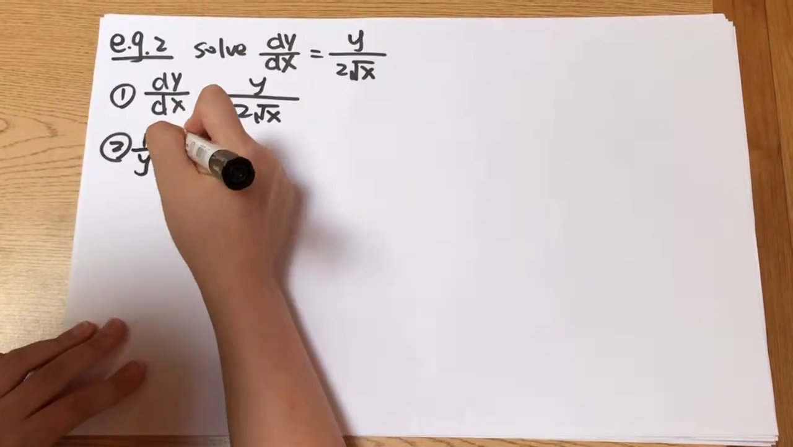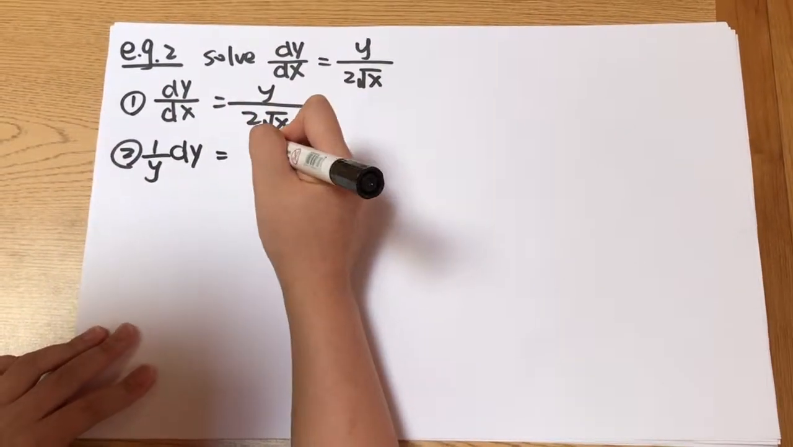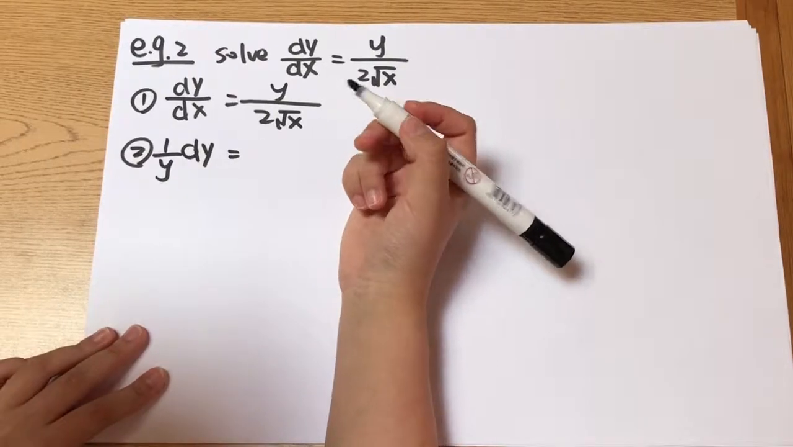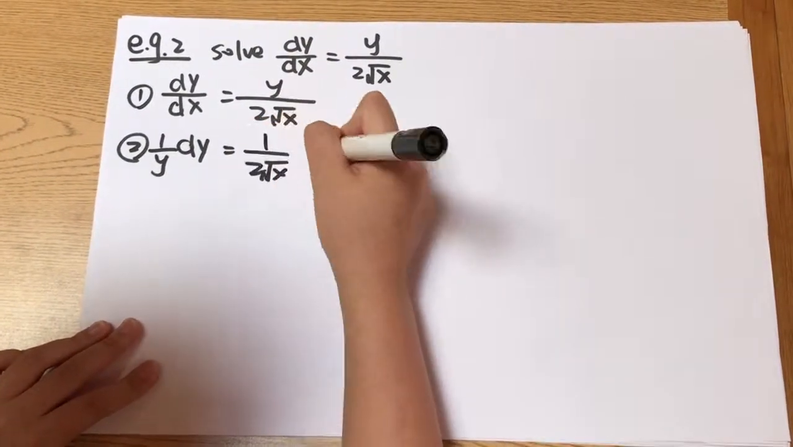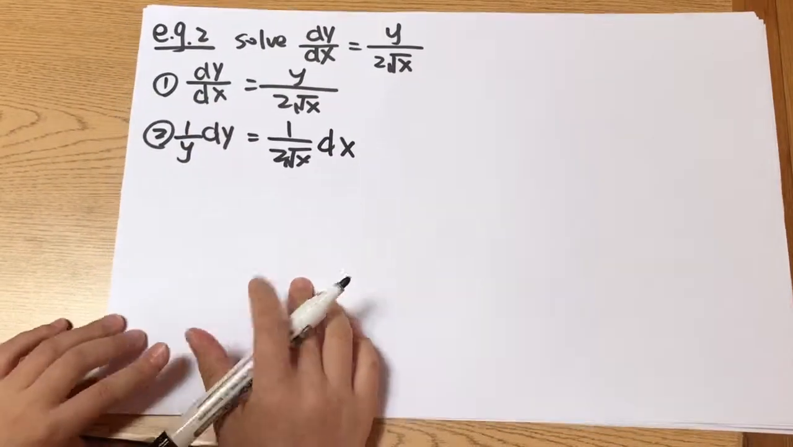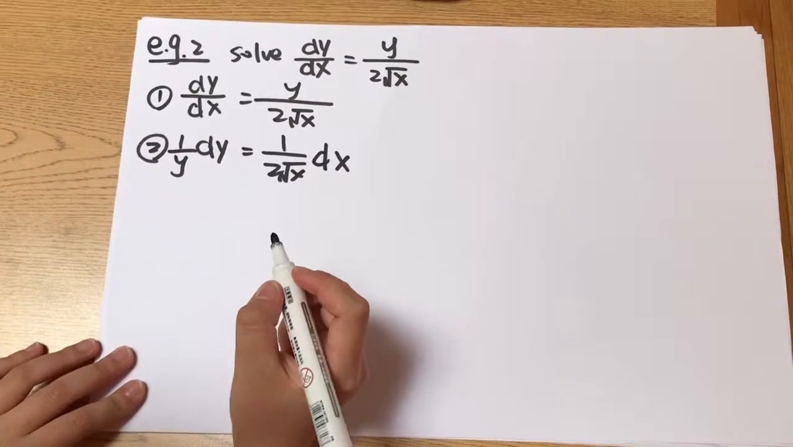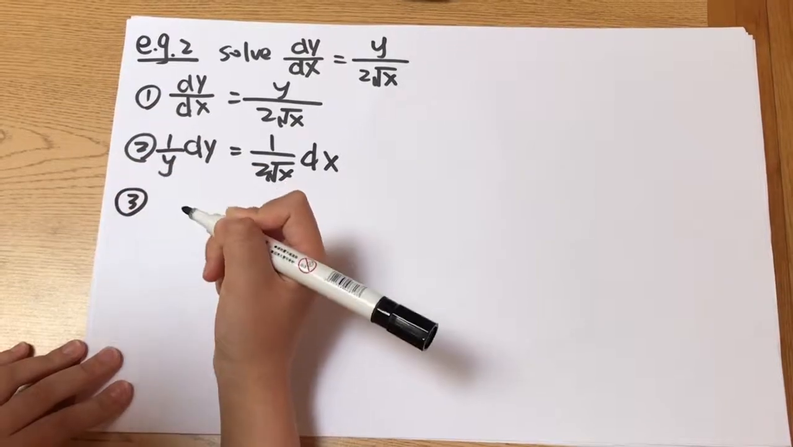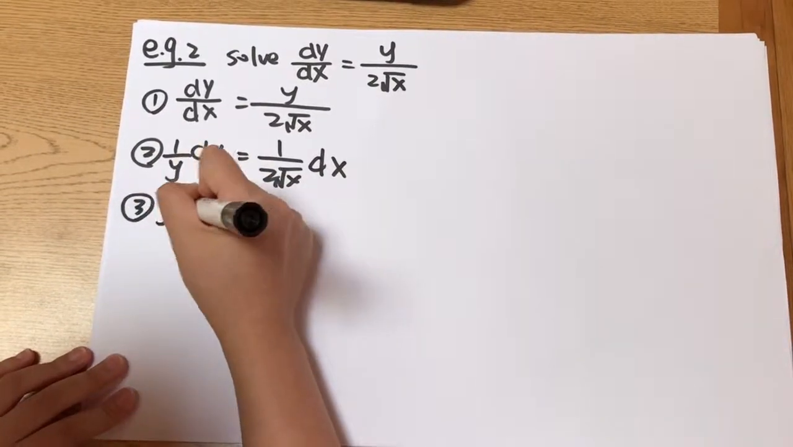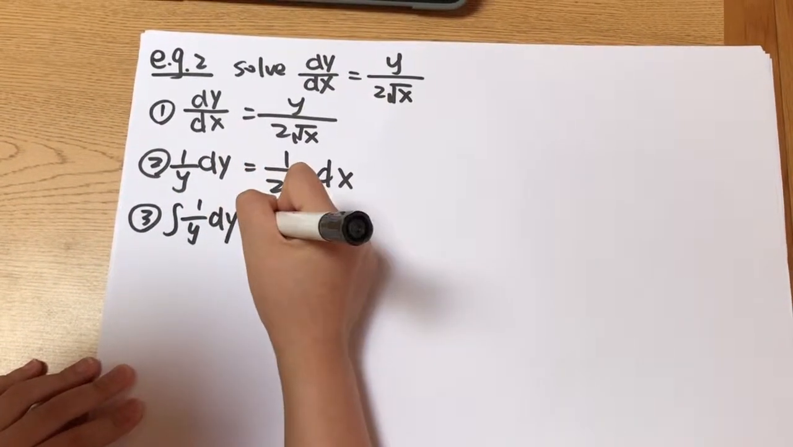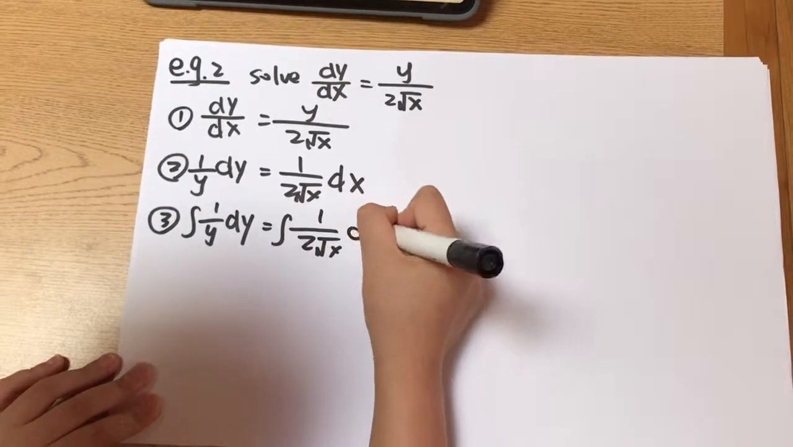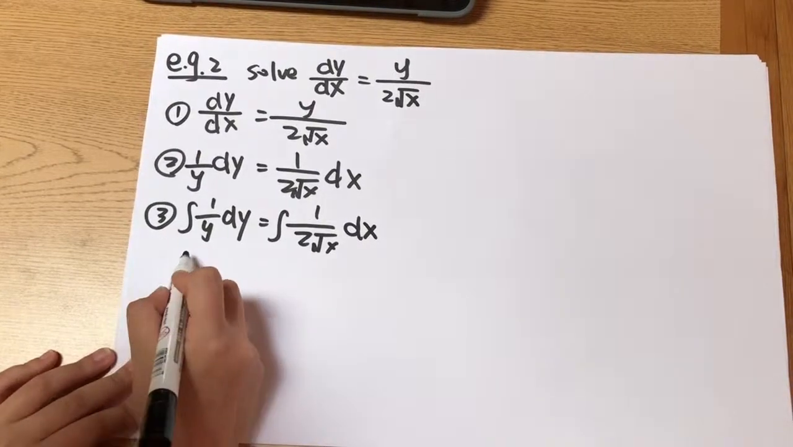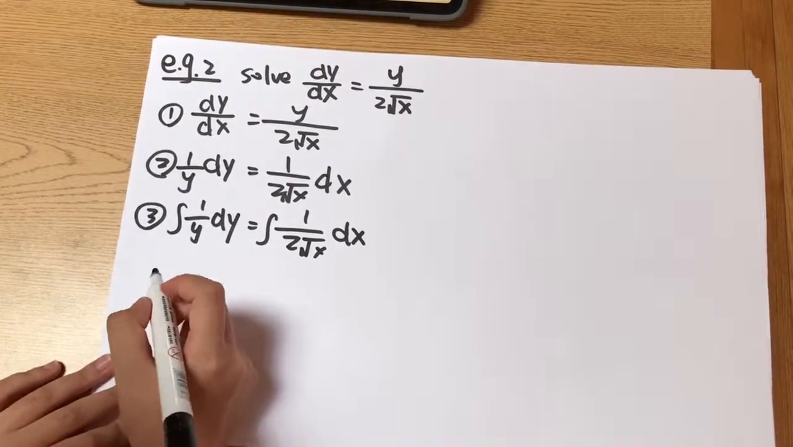So it's like this, and then we have to multiply by dx on both sides, so we get this. That's how we get it. And the third step is we have to integrate on both sides. In this case, the left side is really easy. You can just get it from the formula.